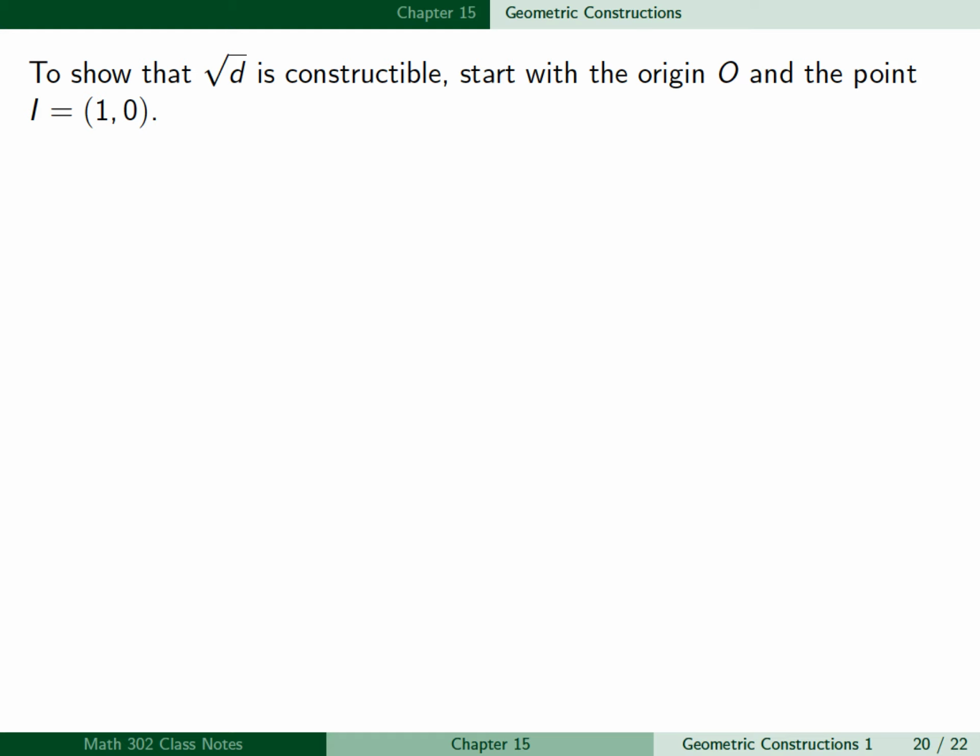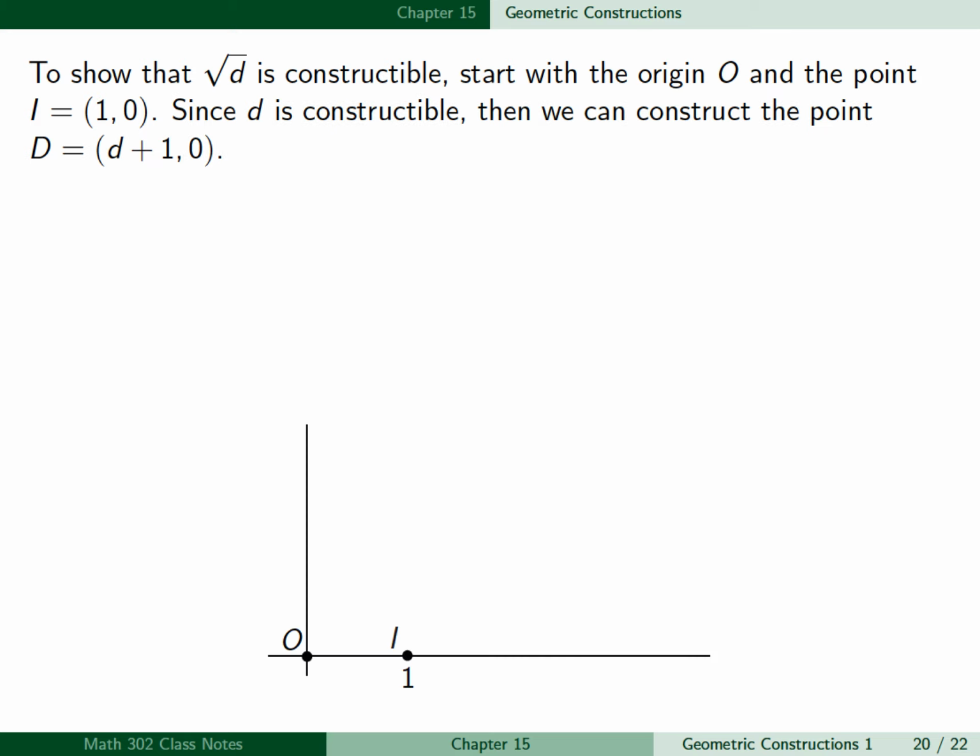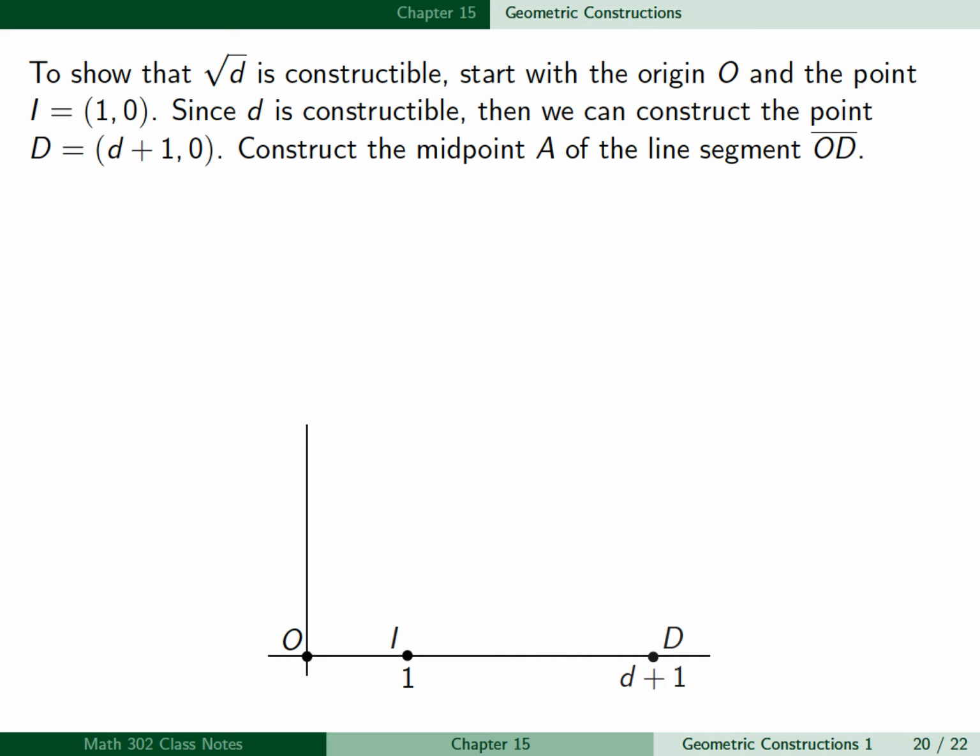Finally, to show that square root of d is constructible, we'll start with the origin O and the point I equal 1, 0. Since d is constructible, then we can construct the point capital D equal d plus 1, 0. And we can construct the midpoint A of the line segment OD. This is a simple geometric construction.